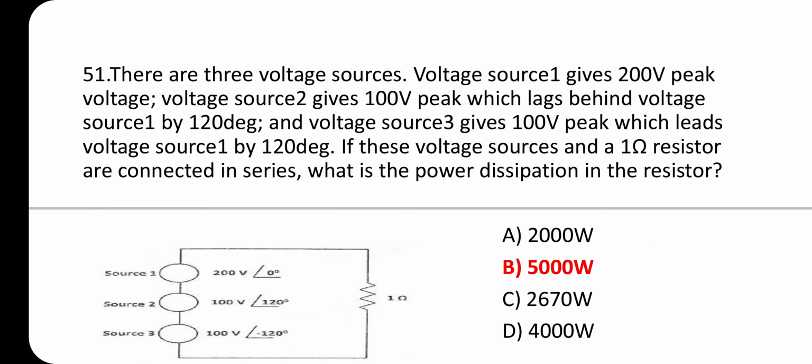There are three voltage sources. Voltage source 1 gives 200 volt peak voltage. Voltage source 2 gives 100 volt peak, which lags behind voltage source 1 by 120 degree. And voltage source 3 gives 100 volt peak, which leads voltage source 1 by 120 degree. If these voltage sources and a 1 ohm resistor are connected in series, what is the power dissipation in the resistor? Answer is option B, 5000 watt.